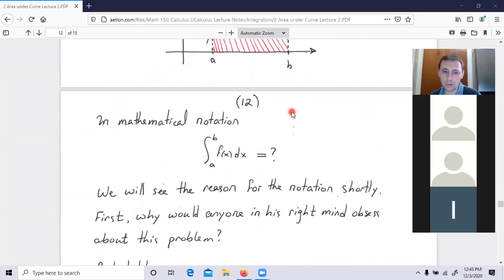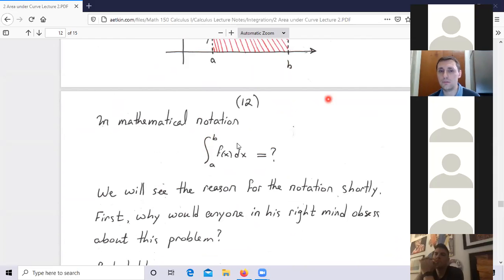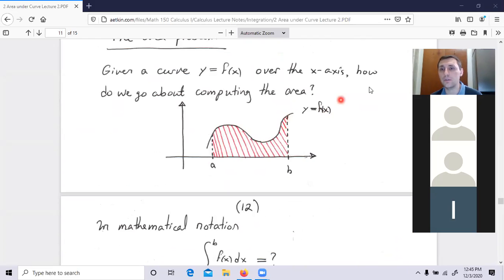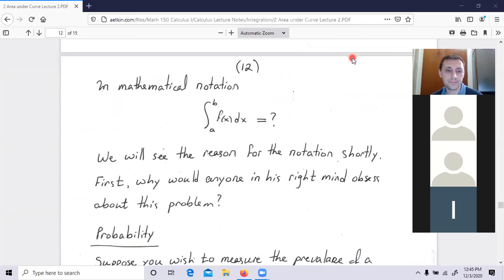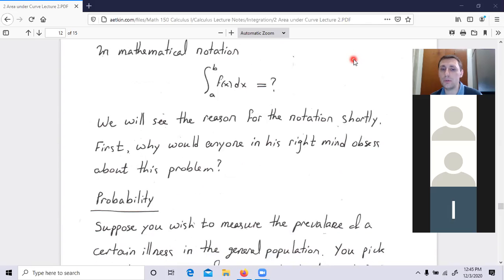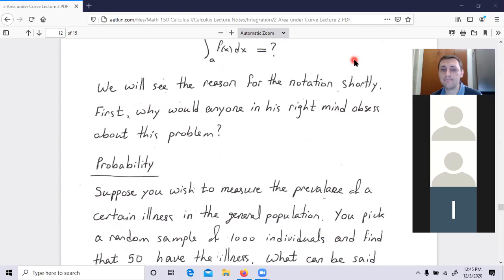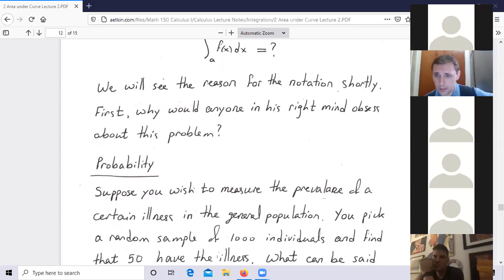So in a moment, we will see what's the reason for that. This is an S. What's the reason for this notation? Okay, we're trying to figure out how to calculate area under the curve. Now, why would such a problem be interesting to us? Why is area under the curve an important idea?